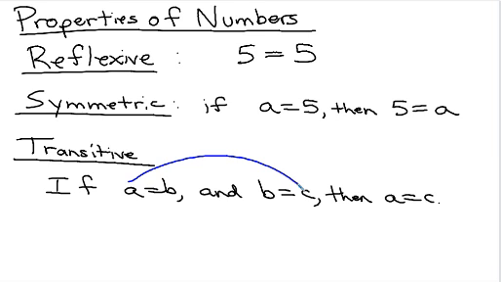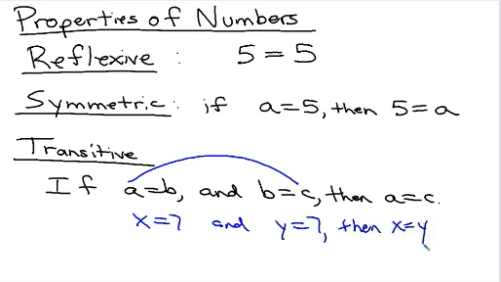If, for example, X equals 7 and Y equals 7, then X has to be equal to Y. Has to. All right, that would be an example of the transitive property. Okay.